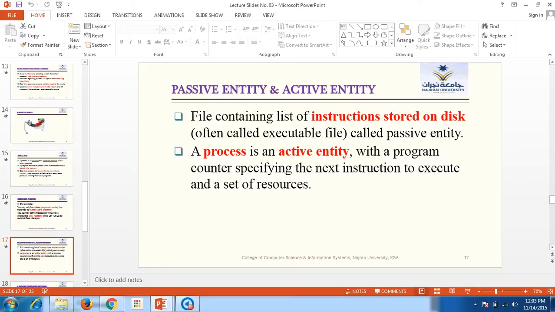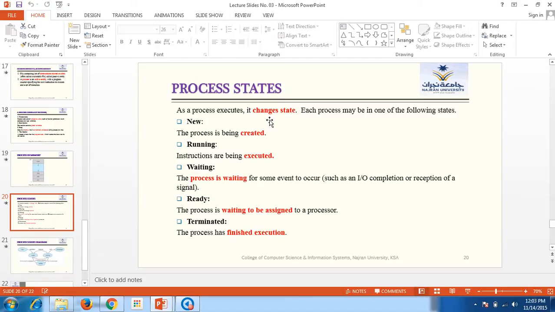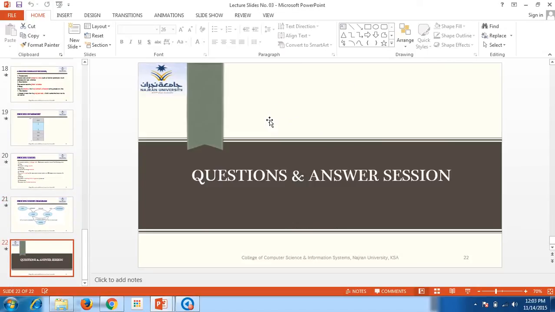Then we discussed the difference between active entity and passive entity. We said that the file containing a list of instructions stored on the disk, often called an executable file, is a passive entity, but a process is an active entity. We also discussed the components of process: process stack, data section, heap and text section. We also discussed the 5 different states of process: new, running, waiting, ready and terminated. So this was our lecture number 3.